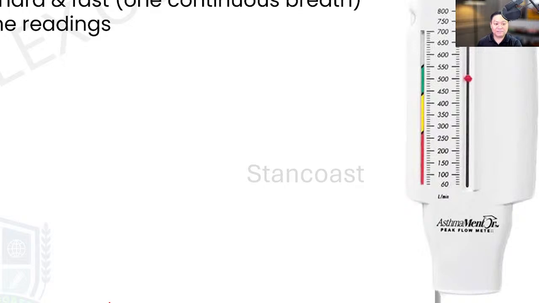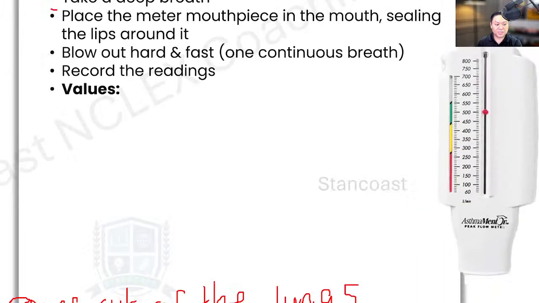If they're in the yellow zone, then they need to follow the action plan. The treatment plan should be followed. And for the green zone, that simply means that the patient is actually achieving good asthma control. So think about the green, yellow, red. The greener it is, the better they are managing their manifestations. So let's go back here.